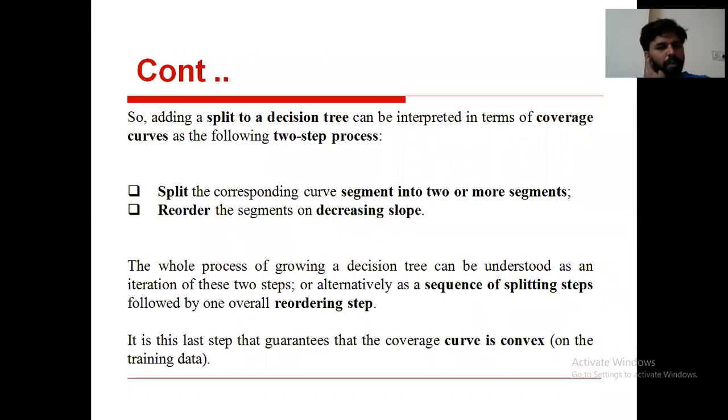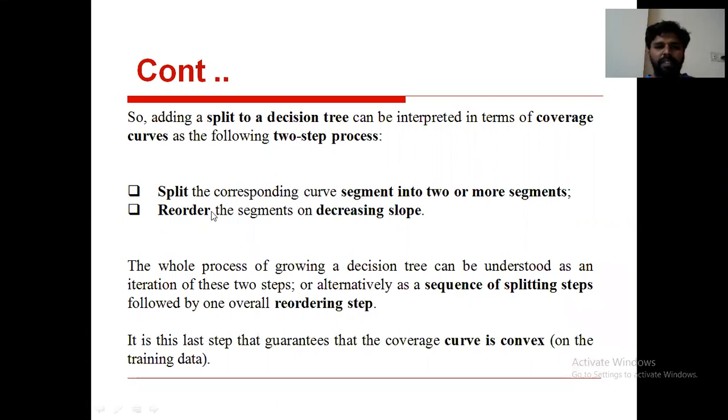To form a decision tree, we need to perform a split operation. To construct a decision tree or to add a split to a decision tree, we need to follow 2 important steps. One is to split the corresponding segment into two or more. Sometimes we divide a segment into two segments. In some cases, we divide the segment into more than two also. That is purely depending on the problem.